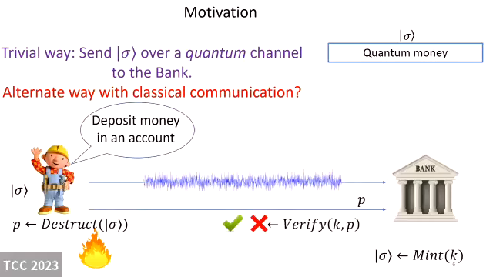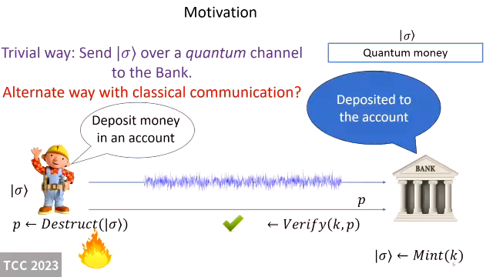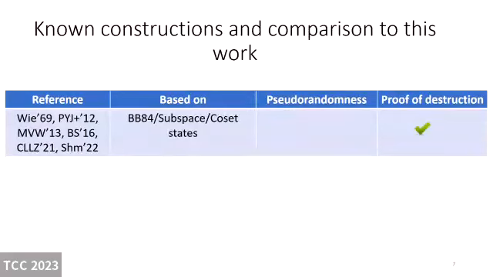So Bob sends the proof P to the bank, and the bank has a secret key using which the bank can verify. And if the verification passes, then the bank is assured that indeed Bob had this money state and he destroyed it. So the bank will deposit the money. Okay. Now that we have seen both these notions, let's see some of the previous works that try to accomplish this.